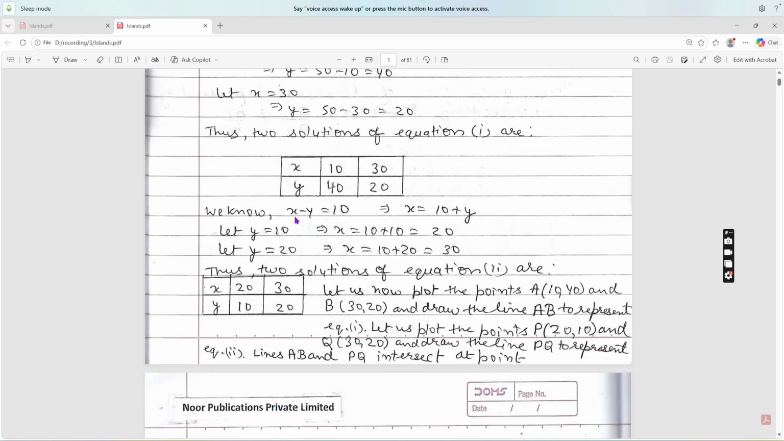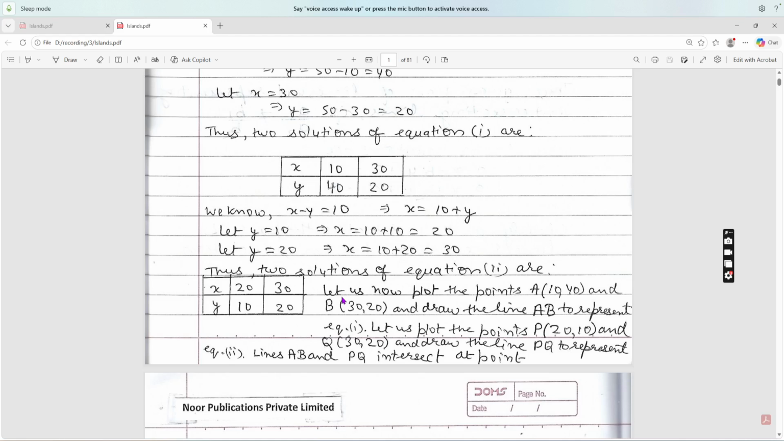Okay, now the next equation is x minus y is equal to 10. So this can be written as x is equal to 10 plus y. Let y be equal to 10. Now 10 plus 10 is 20. So x is equal to 20. So this time when y was 10, then x would be 20. Now when y is 20, then x would be 30. How? Just see here. x is equal to 10 plus y. Instead of y, we are going to put 20. So 10 plus 20 is equal to 30. Either way, we can do it. So these two are the points 20, 10 and 30, 20.